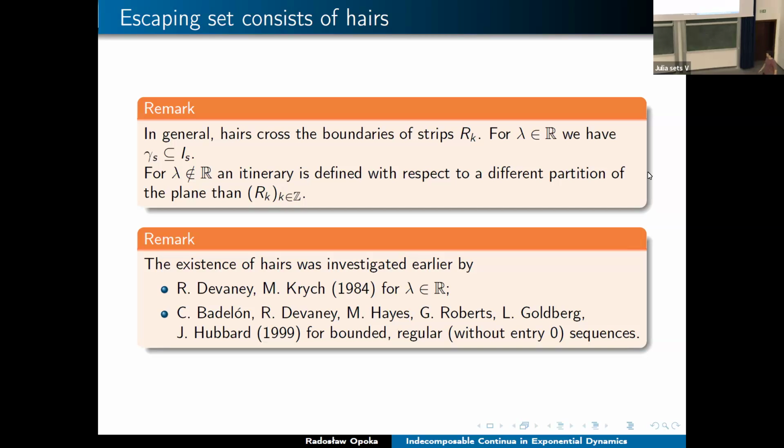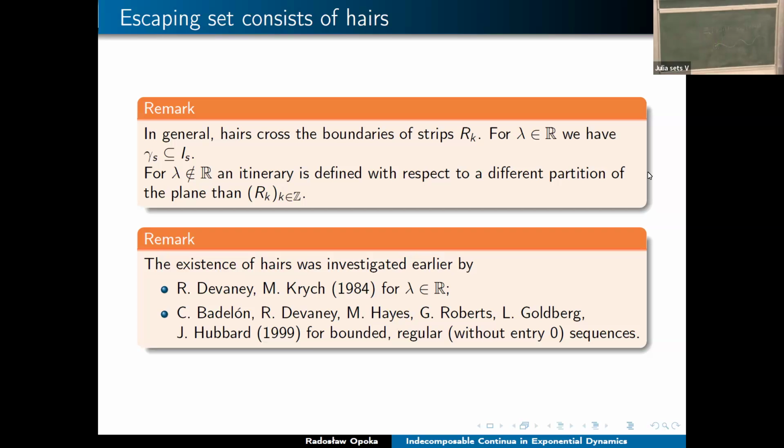And if we have hairs, we can construct, using these hairs, indecomposable continua. So in this case, this is the case where the so-called accumulation set is very simple. But for some hairs, the accumulation set is not of this form. This accumulation set is, in fact, an indecomposable continuum.